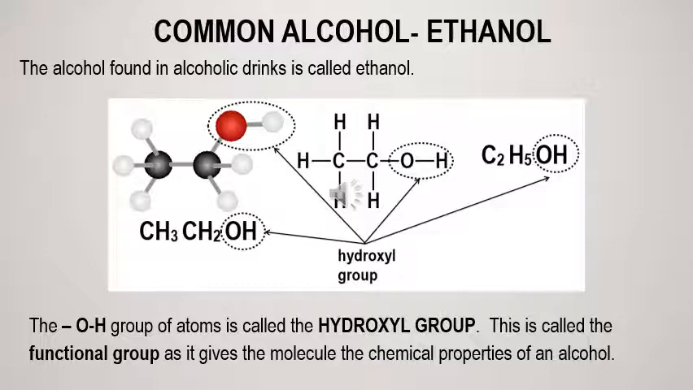You might be asked in an exam to circle the hydroxyl group. So make sure you copy these structures down and circle the hydroxyl group and label it so that you could do this in future. You don't really need to copy down the ball and stick diagram, but you can if you want. So as I say, the OH group of atoms is called the hydroxyl group. You might hear me call it the OH group. It's called the functional group as it gives the molecule the chemical properties of an alcohol.